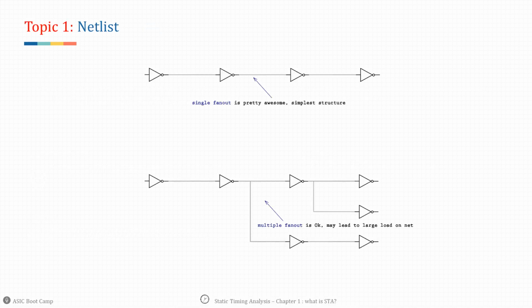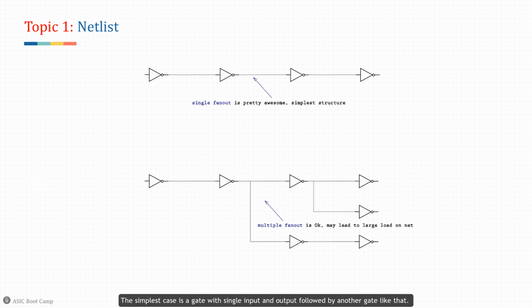Topic 1, Netlist. A netlist consists of cascaded nets and logic gates. The simplest case is a gate with a single input and output followed by another gate like that. In this manner, these cells form a chain. Such cells are usually buffers or inverters. In the place and route tool, in order to fix timing or design rule violations such as max transition and max capacitance, the PNR tool usually adds a lot of buffers into the design.